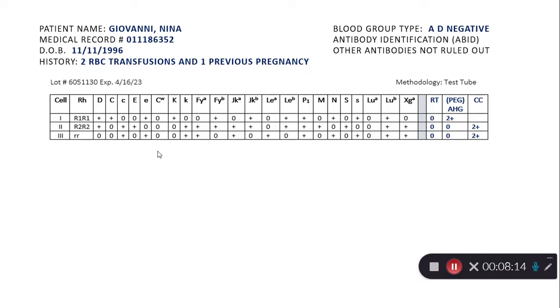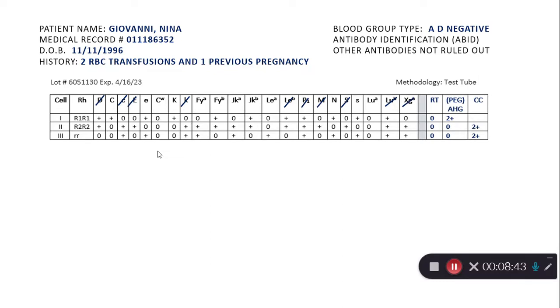Right, welcome back. I'm going to perform my rule outs here. Okay. So what antibodies were you able to rule out using cell 2? Anti-big D, anti-little c, anti-big E, anti-little k, anti-Lewis B, LEB, anti-P1, anti-M as in Mary, anti-big S, anti-Lutheran B, LUB, and anti-XGA.